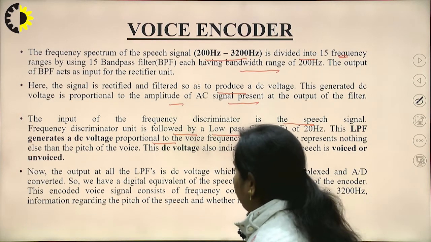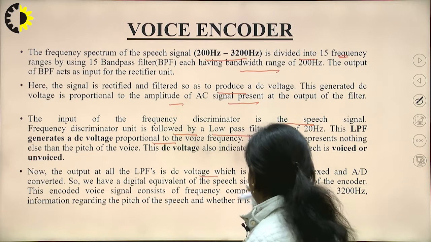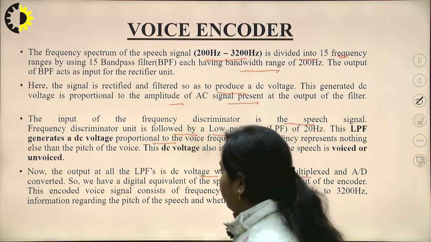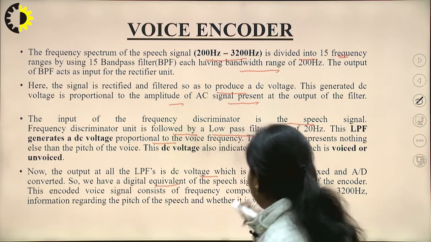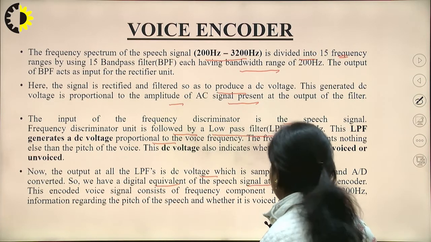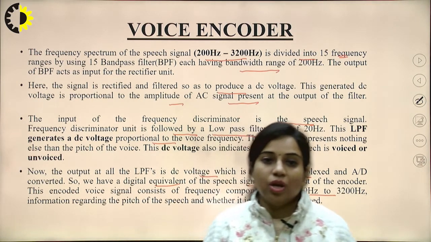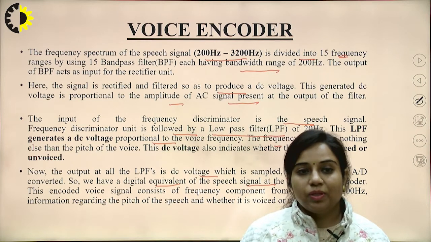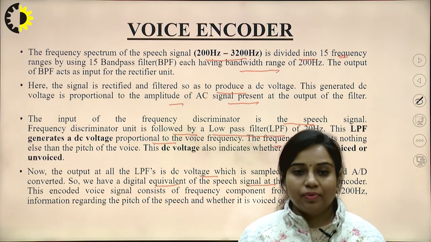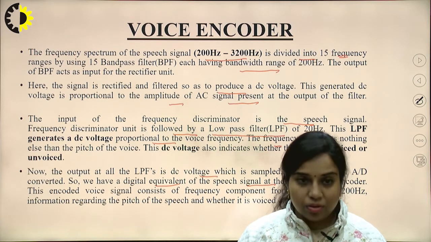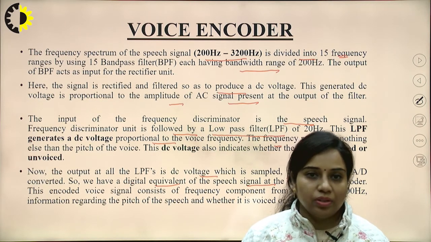So the output of all the low pass filters is a DC voltage which is sampled, multiplexed and A to D converted. So we have a digital equivalent of the speech signal at the output of the encoder. This is divided into components from 200 hertz to 3200 hertz. The 15 bandpass filters we have used vary from 200 hertz to 3200 hertz, each having a bandwidth of 200 hertz.